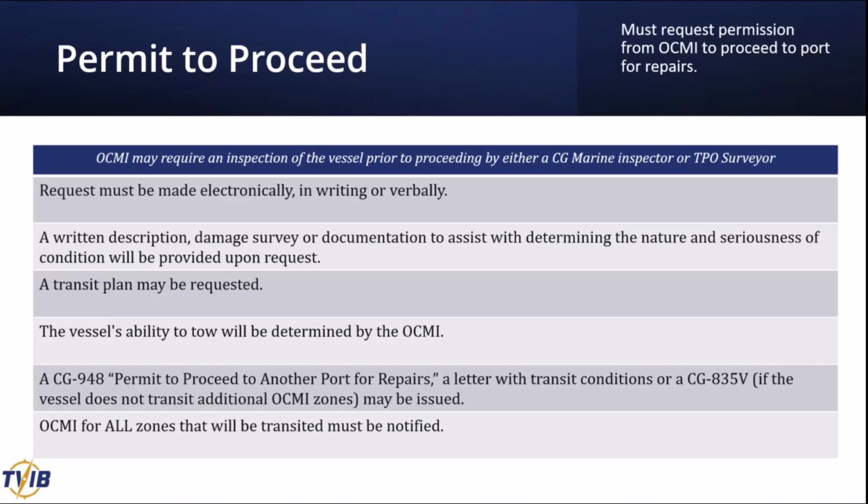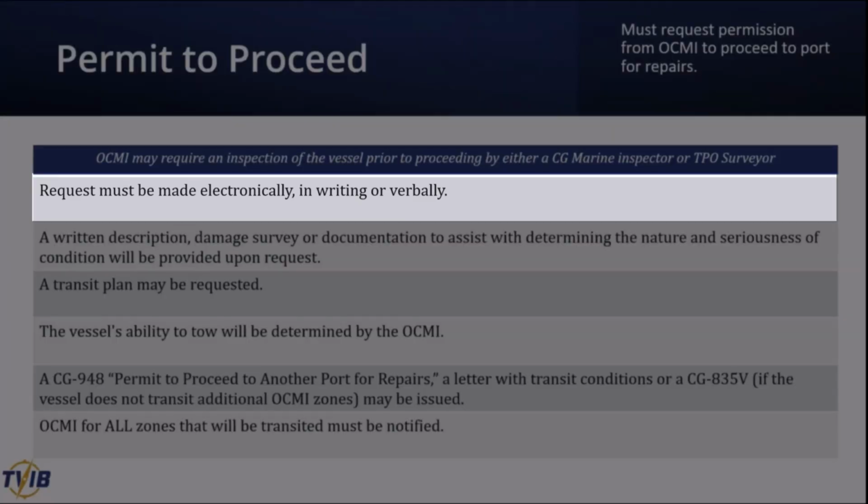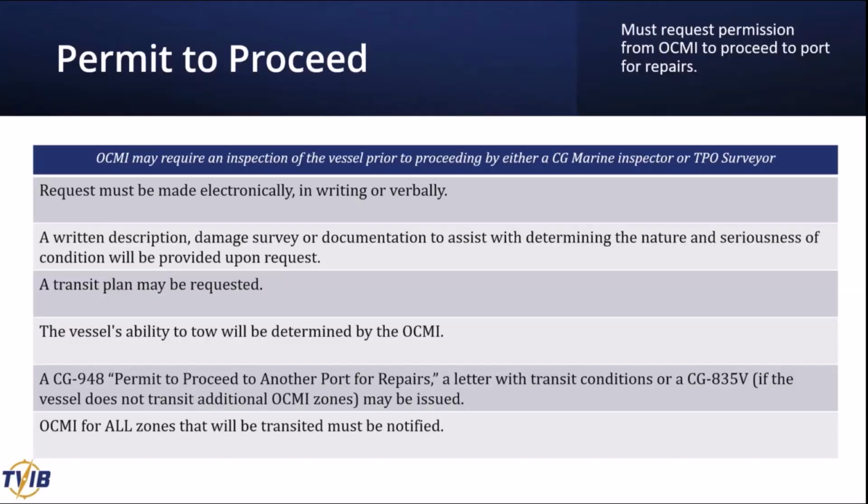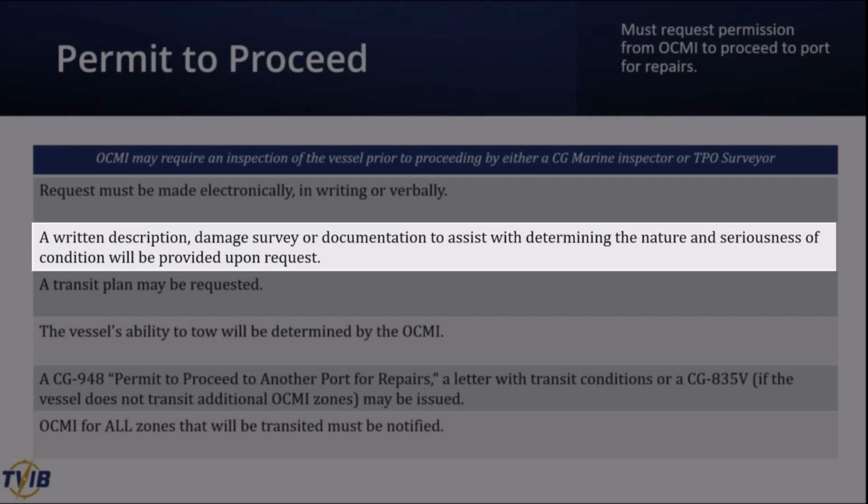First, let's talk about the requirements for a vessel whose TSMS does not specifically address the conditions being met or the control actions that will allow for a safe transit. The request for permission to proceed must be made electronically, in writing or verbally, and must provide a written description, damage survey, or documentation to assist with determining the nature and seriousness of the condition. And this can be provided to TVIB or the OCMI duty marine inspector upon request.